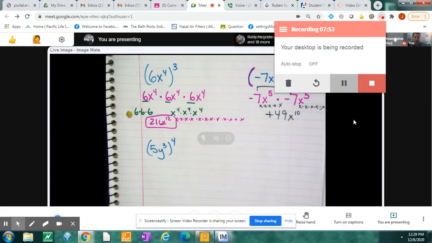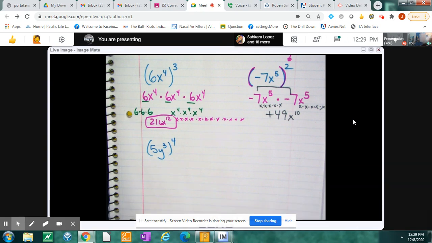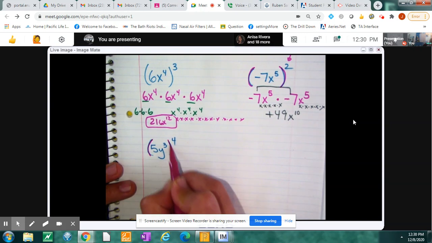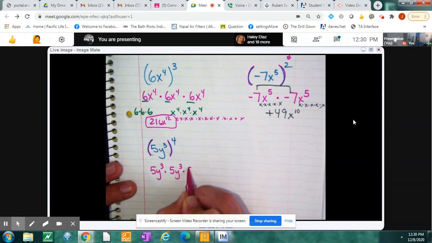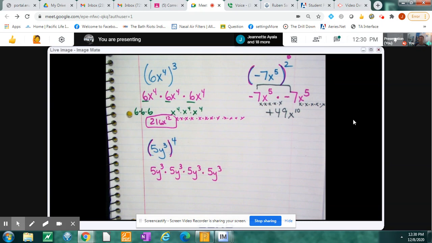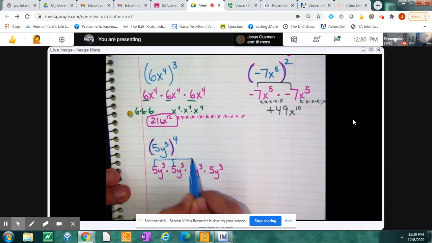All right, let's go ahead and start it. So what are we going to write? We're going to write 5y, everything that's in parentheses, all this is raised to the fourth. 5y to the third times 5y to the third times 5y to the third times 5y to the third. Got that? So now we're going to multiply the coefficient, right? The 5 times 5 times 5 times 5.